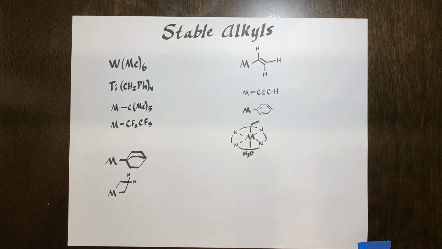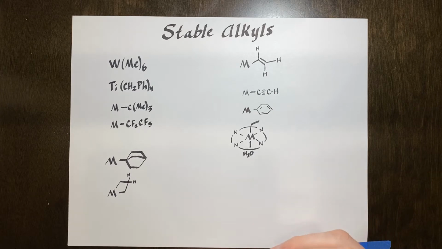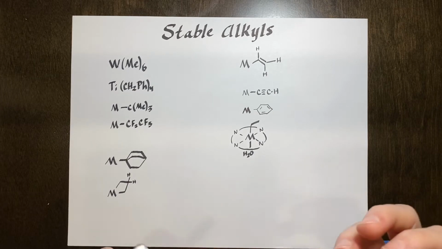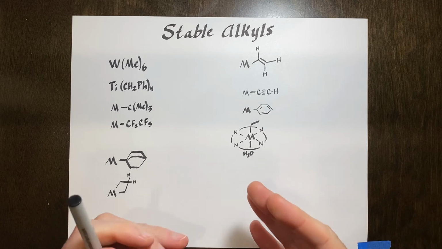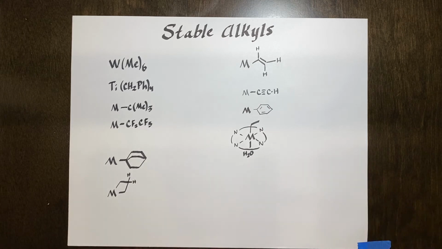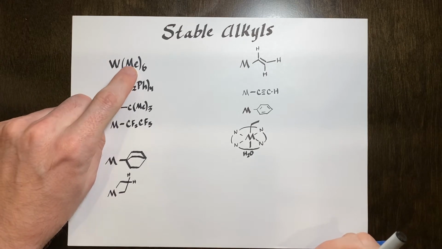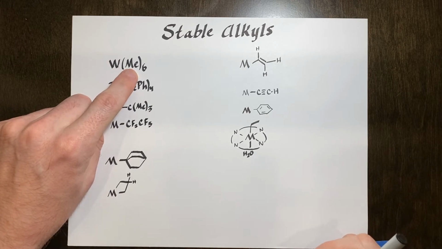So let's continue our discussion by examining some stable metal alkyls. And we'll talk about why they are stable and what we can do to learn from their stability so that when we make other metal alkyls, we can have success in our synthesis. So let's examine this tungsten with the 6 methyl groups on it.